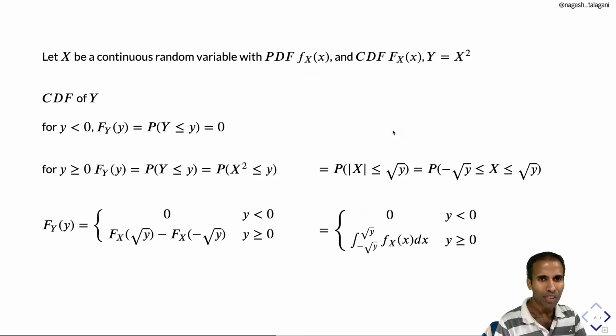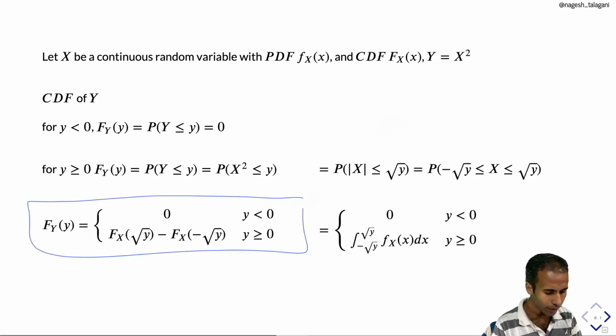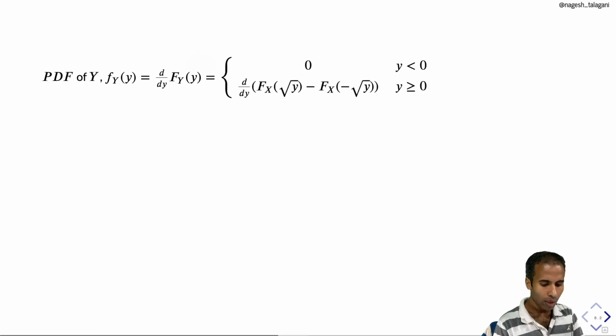Now let us differentiate the CDF to get the PDF. The PDF of y is going to be the derivative of the CDF of y, so we are going to differentiate. If you differentiate 0, you will get 0, as it is a constant. So when y is less than 0, the derivative of 0 is still going to be 0.